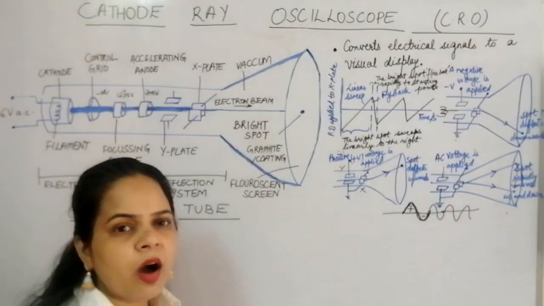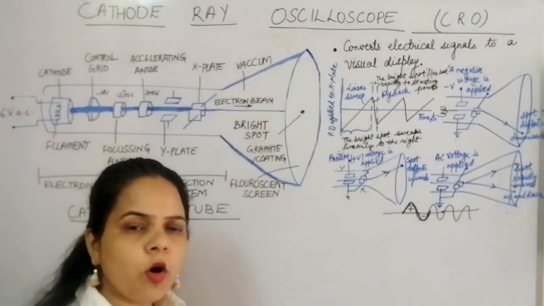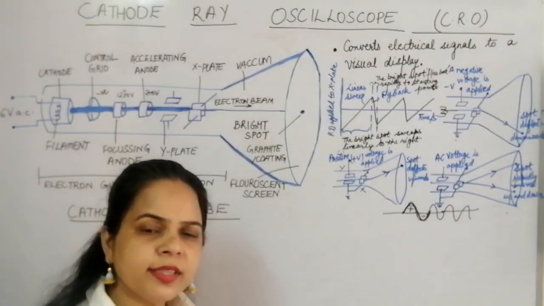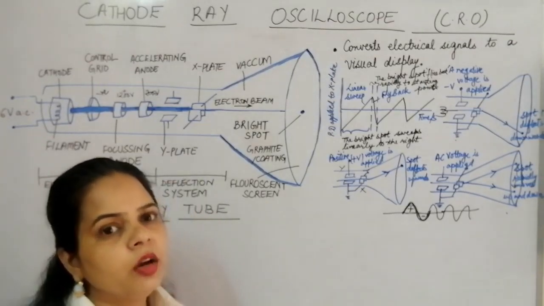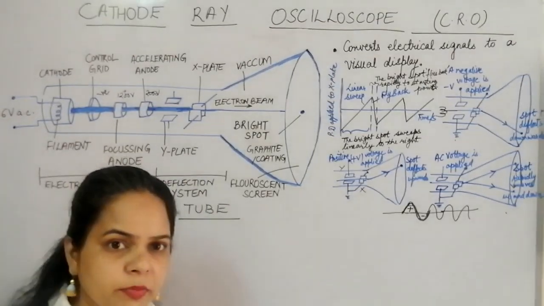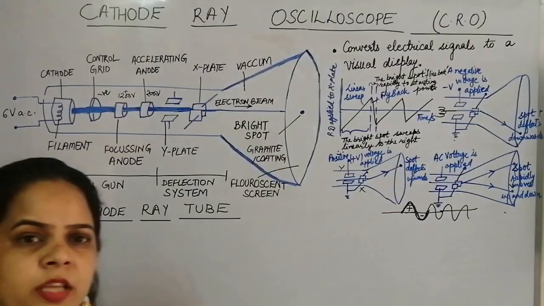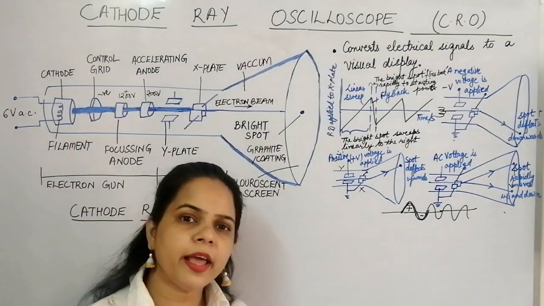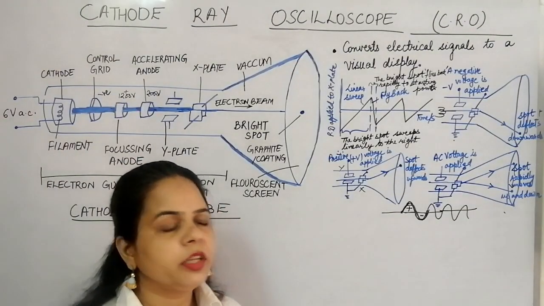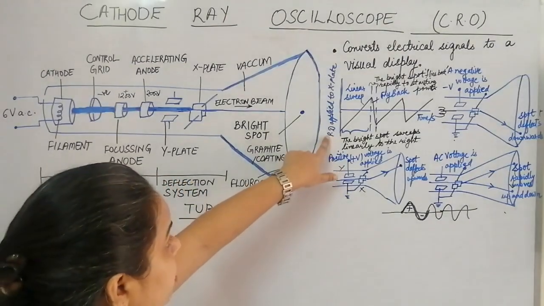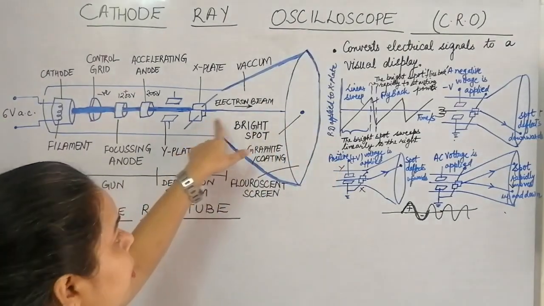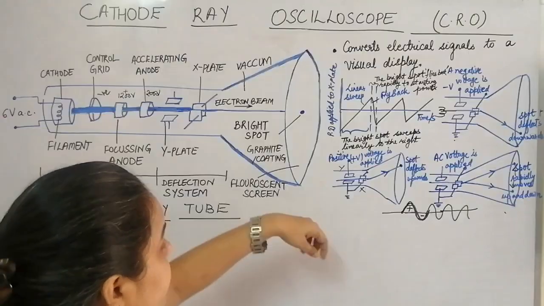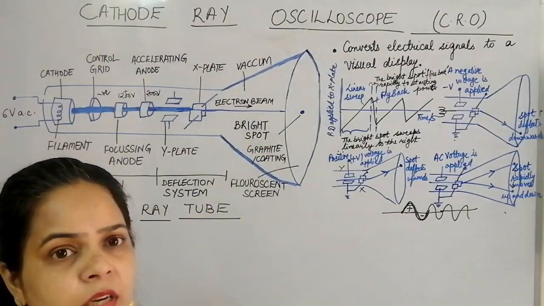Instead of moving up and down, the spot will move left and right if we apply positive voltage to the X plate or negative voltage to the X plate. It will move right if it is applied positive voltage, and it will move to the left if it is applied negative voltage. And the X plate is also connected to the time circuit.